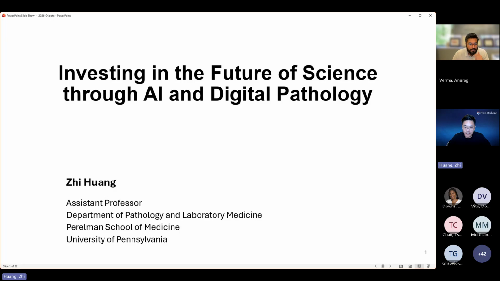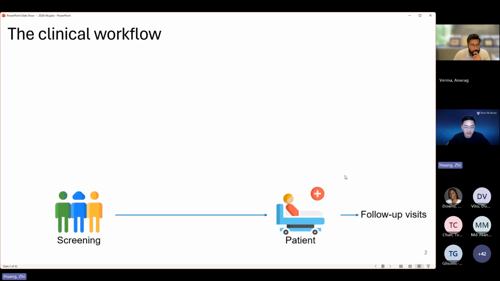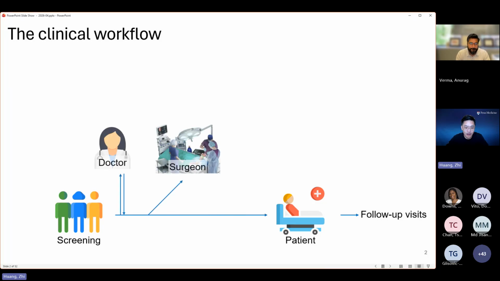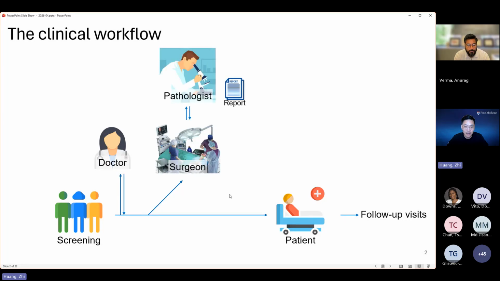So before we get started, I would like to briefly recap what the typical clinical workflow, especially for the cancer patient, looks like. After the screening, subjects become patients and come through a doctor's decision, and a surgeon will take the biopsy of the tissue and send the biopsy to a pathologist. The pathologist will then inspect carefully the whole slide image and generate the pathologist report, sent back to the doctor for treatment recommendation. The treatment will be applied to the patient, and we will have follow-up visits.